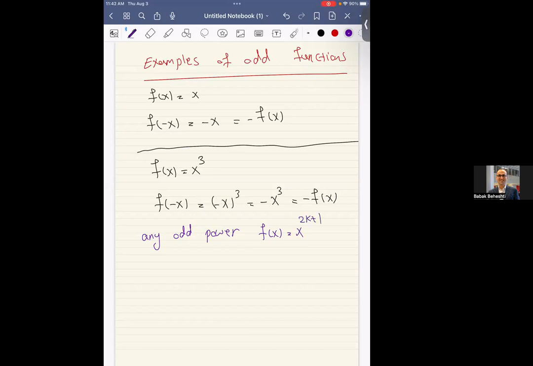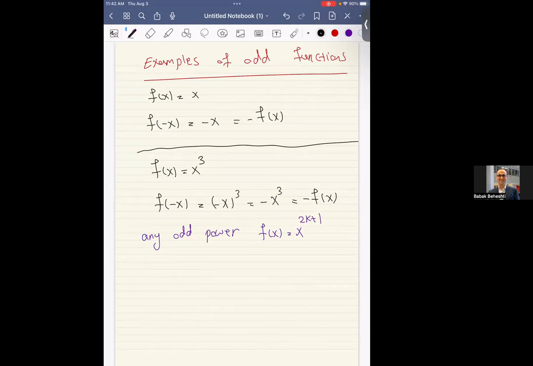And also, it's obvious that any even power of x is even. But if you combine them, then you cannot say it's even or odd. Sometimes it's even, sometimes it's odd, sometimes neither. So be careful.